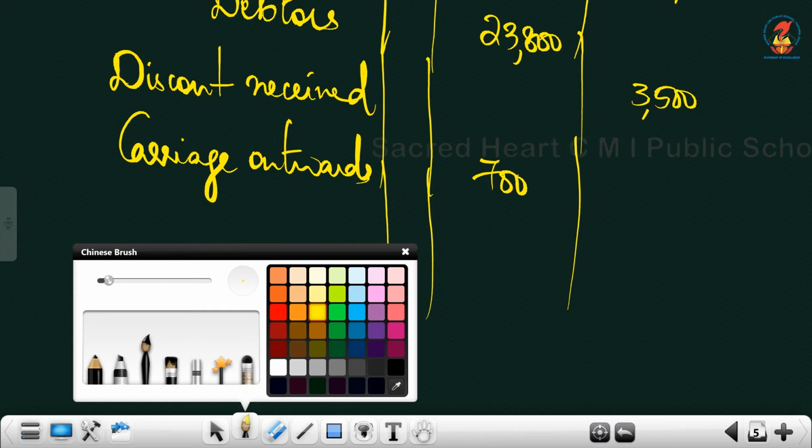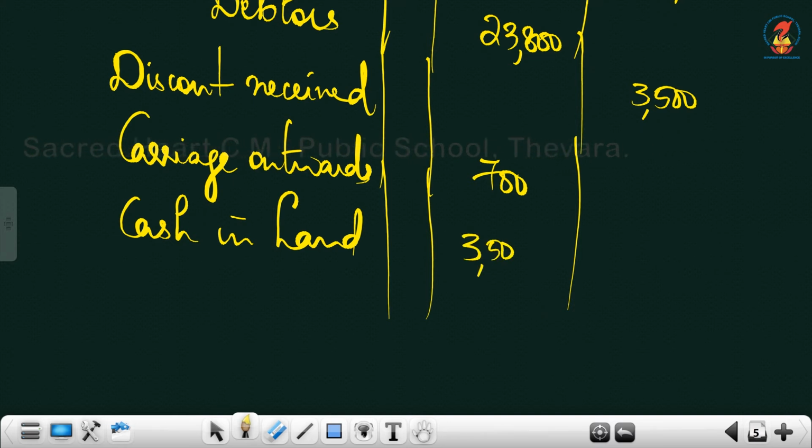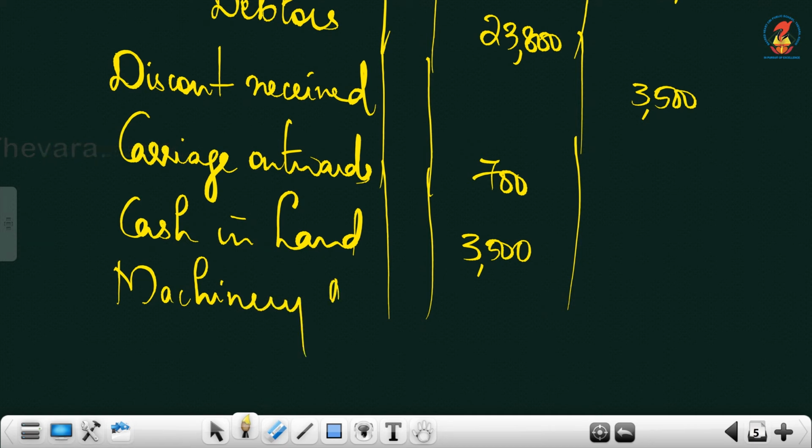The next one, cash in hand, it's an asset, so debit balance 3,500. Then machinery, okay, that is again an asset. 1,24,500.